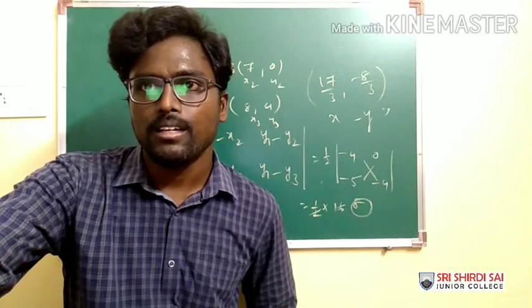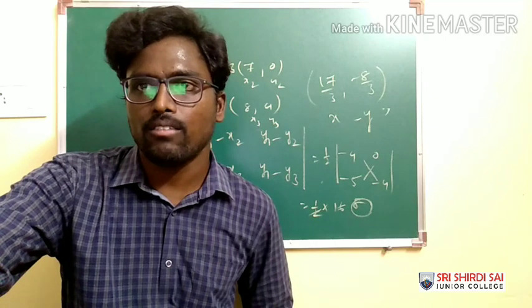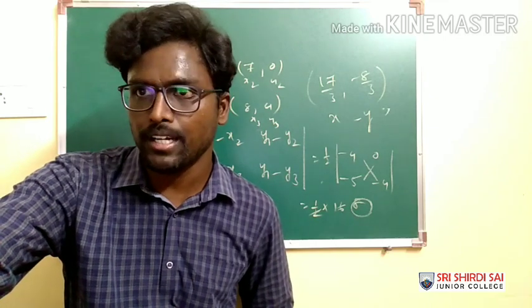And next, a line intersects the y-axis and x-axis at the points P and Q respectively.